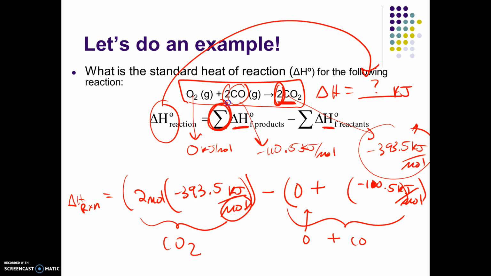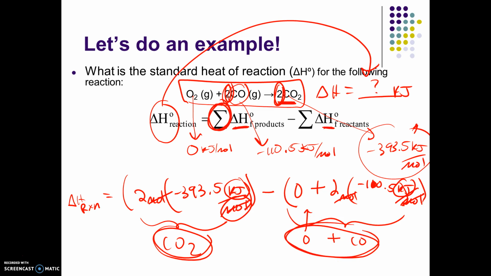Now I happen to have 2 moles of carbon monoxide, so I have to do 2 moles of that. The moles, you can see, cancel. So in the end I'm just left with kilojoules. But you can see in the equation what I'm doing is adding up all the products. There's only one in this case. And I'm subtracting from that the sum of all the reactants. I've got them in big parentheses here to make that possible.